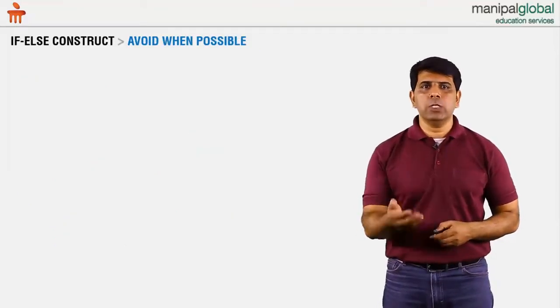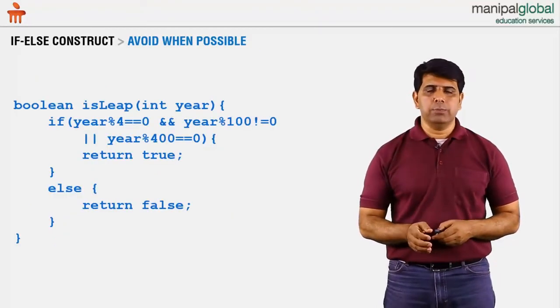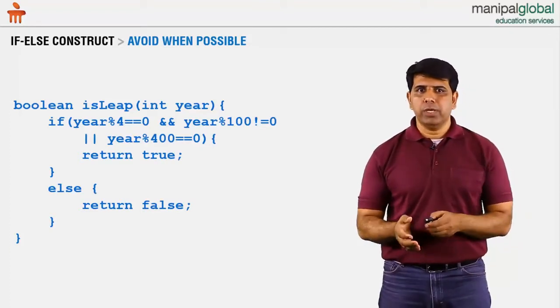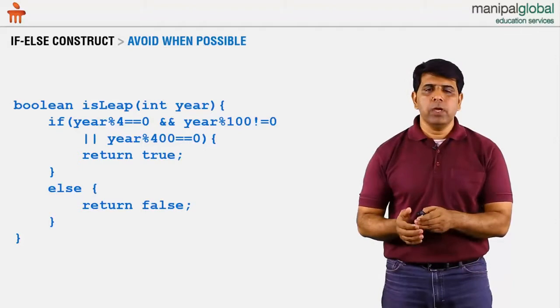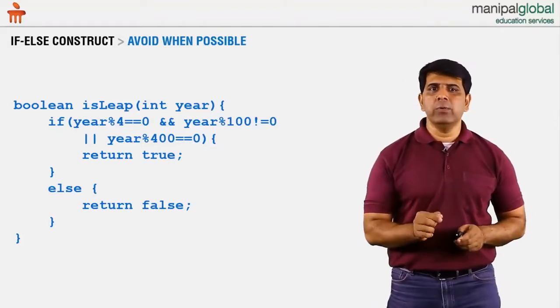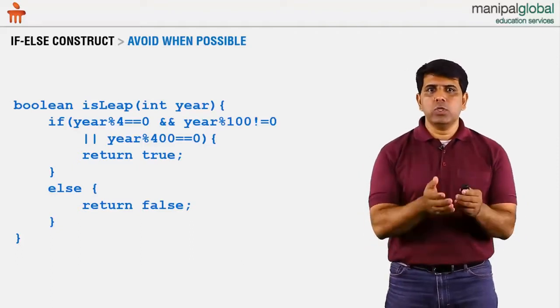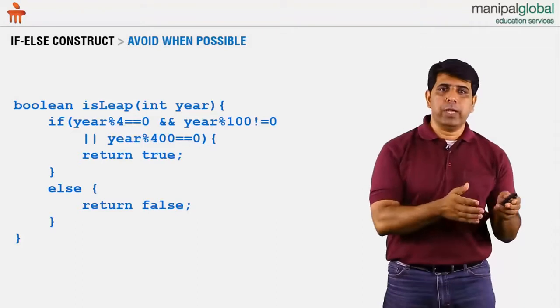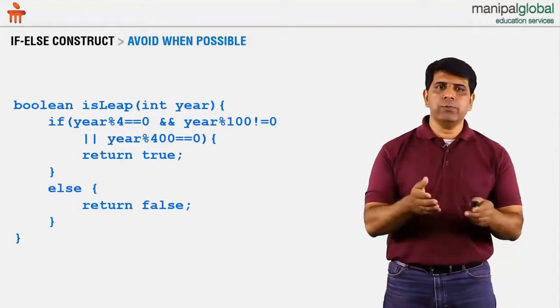Now certain things also can be avoided. For example, I have a function here called isLeap. It takes an argument of year and checks if the year is leap or not. Now note the return value, which is true or false. So we check the condition, and if the condition is true, we are returning true, and if the condition is false, we are returning false.